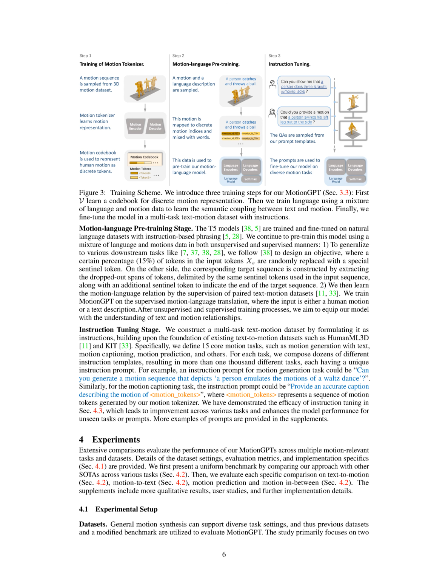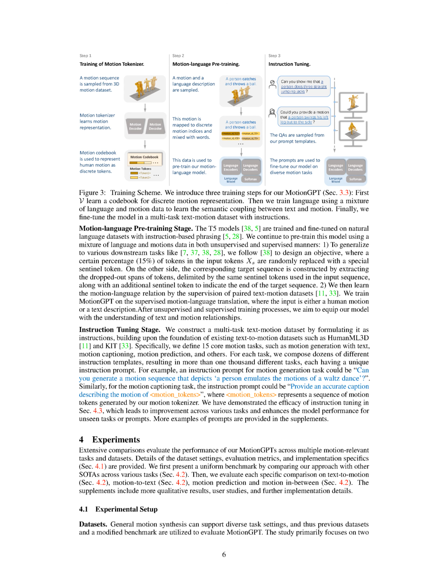For a motion captioning task, the prompt could be, provide an accurate caption describing the motion of <motion_tokens>, where <motion_tokens> is a sequence of motion tokens created by our motion tokenizer. Our results show that this kind of instruction tuning enhances the model's performance across a wide range of tasks and even improves performance on tasks it hasn't seen before. You can find additional examples of prompts in the supplementary material.